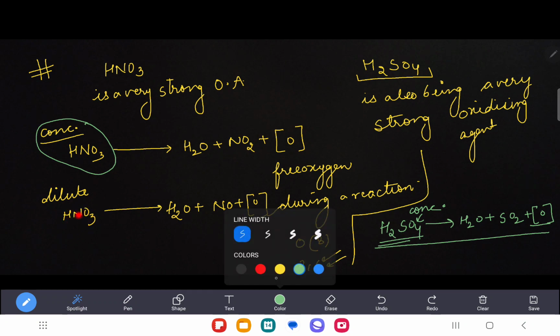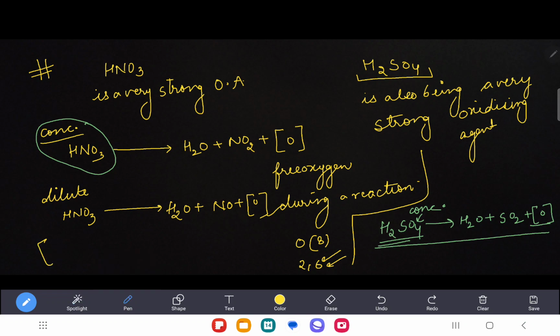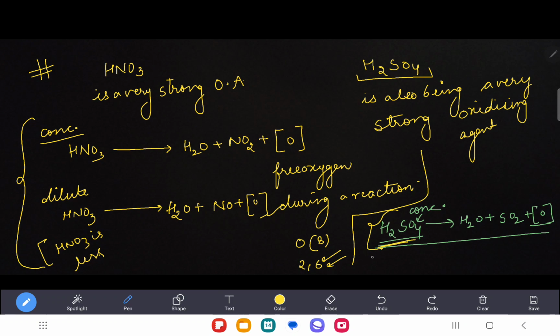That means when we are talking about dilute HNO3, the amount of HNO3 is less. Yes or no? And here the amount of HNO3 is high. Any doubts in this? Understood or not? Right. So this is the concept. So concentrated HNO3 and dilute HNO3, that is one thing. Similarly, in concentrated H2SO4, the same concept: H2SO4 is very high in quantity here and water is less, so hence it is concentrated H2SO4. You understand?